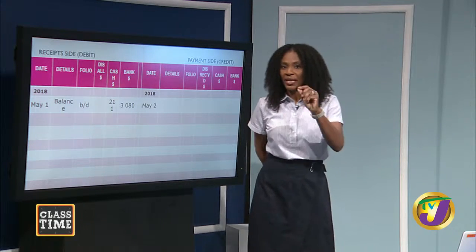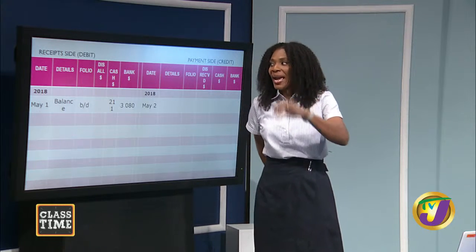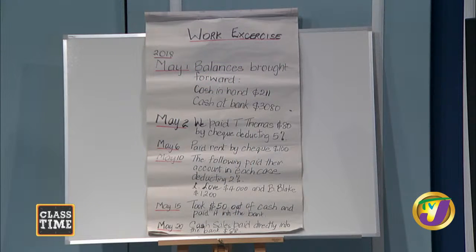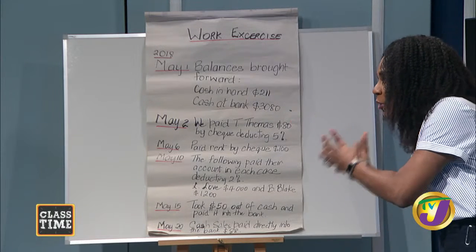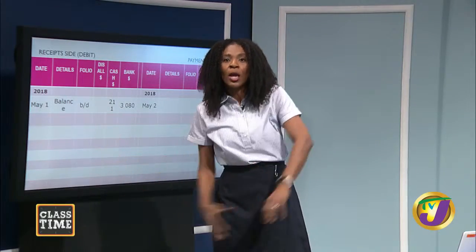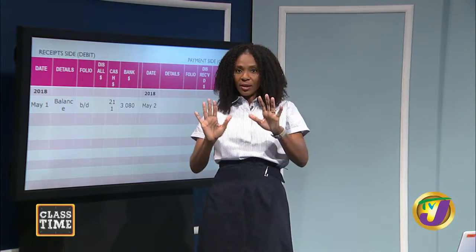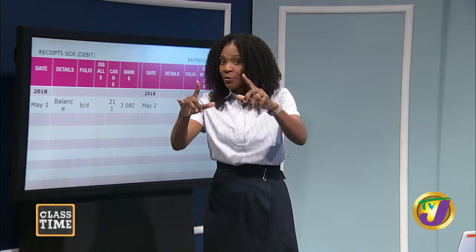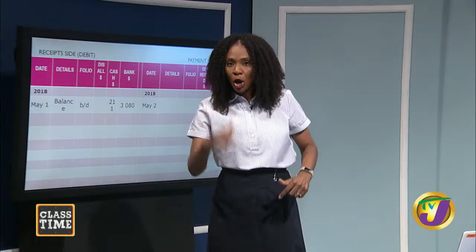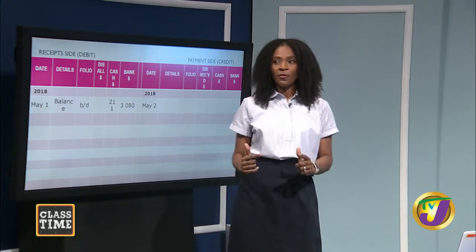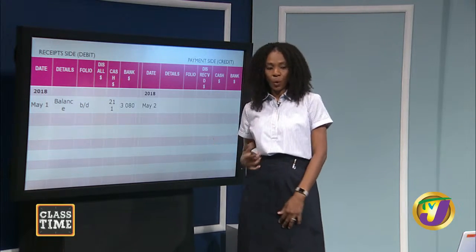Now, students, reason with me. We paid T. Thomas $80 by check, deducting 5%. It simply means that when we deduct, we are taking out 5% of the $80. So we're going to first find 5% of $80. Work with me. 5 divided by 100 times $80. Work it out.